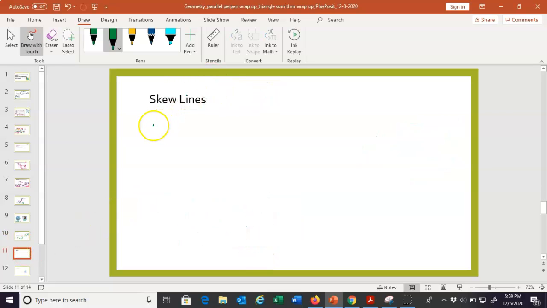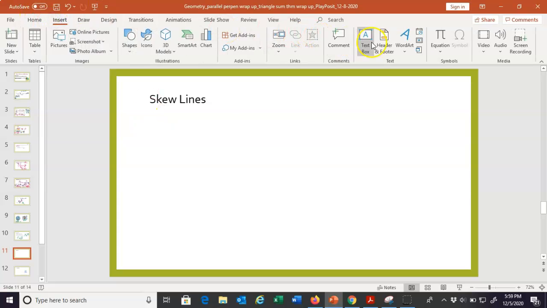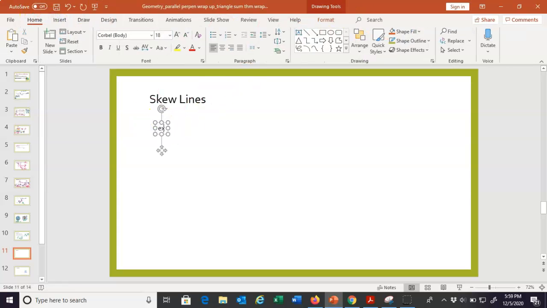So skew lines exist only in 3 dimensions. Sometimes it's hard to visualize 3 dimensions in PowerPoint on a 2-dimensional space, but I do have a 3-dimensional diagram coming up for you. You probably see it in your notes. And the other thing about skew lines is that they do not intersect and they are not parallel. Let's just look at some examples of them. It's easier to see it, I think.